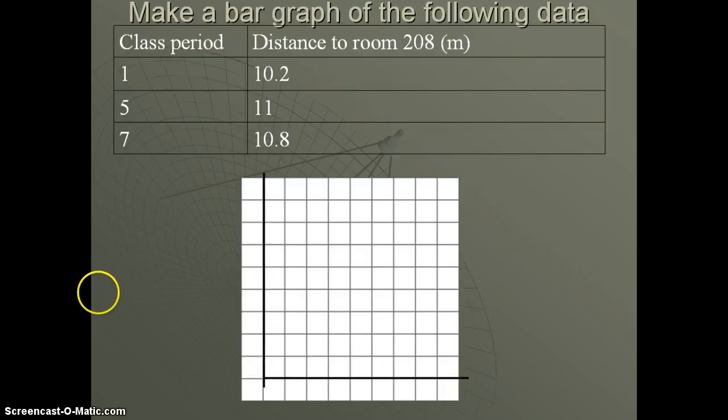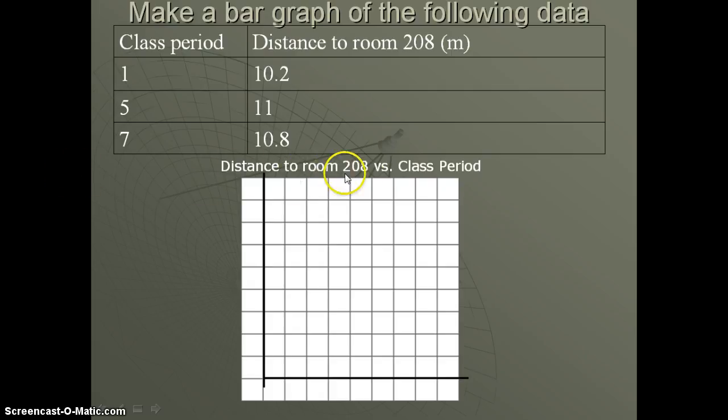Alright, we want to make a bar graph of the following data. So this is data from my old school. I had my periods 1, 5, and 7 measure the distance between my room and what was room 208. So, first we want to come up with a title for this graph. So I'm going to call it distance to room 208 versus class period.